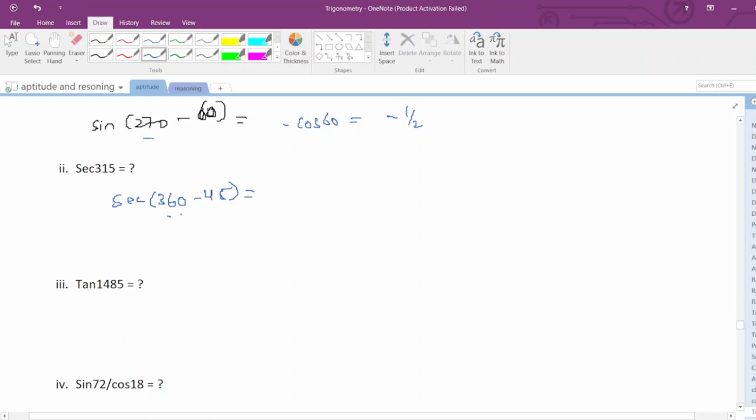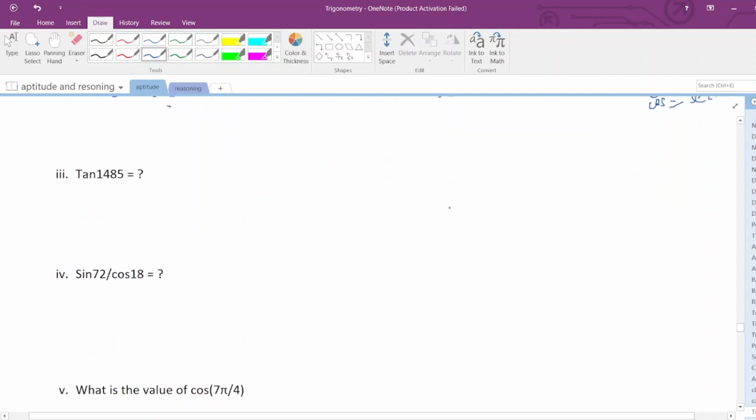So now 360 minus theta, this is the fourth quadrant. Fourth quadrant means C for cos. For 360 the function does not change, so secant stays, the ratio doesn't change, and the angle is 45. But positive or negative depends on the fourth quadrant. Fourth quadrant is C for cos, cos's opposite is secant, right? So secant is positive. So 1/cos 45 is equal to root 2.